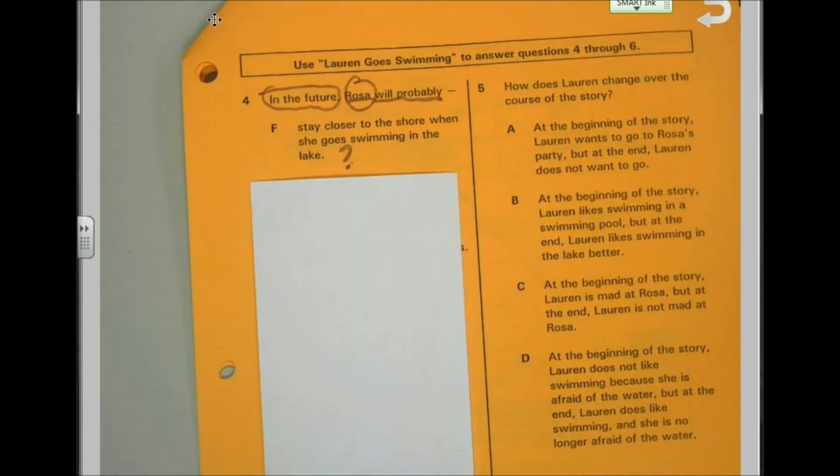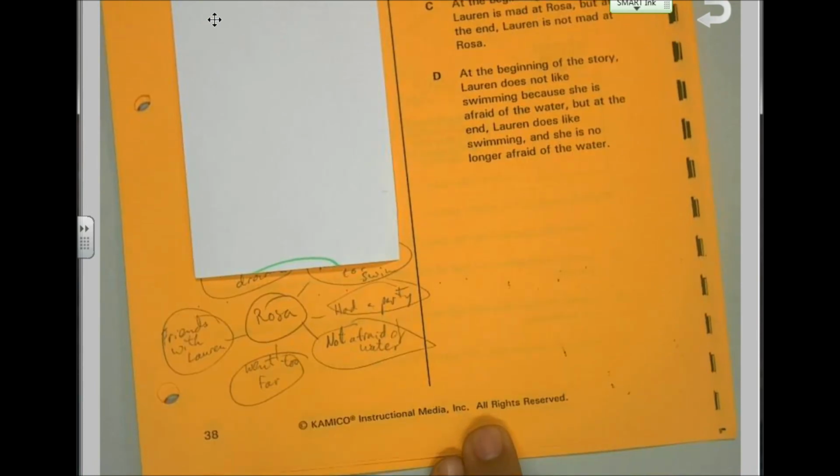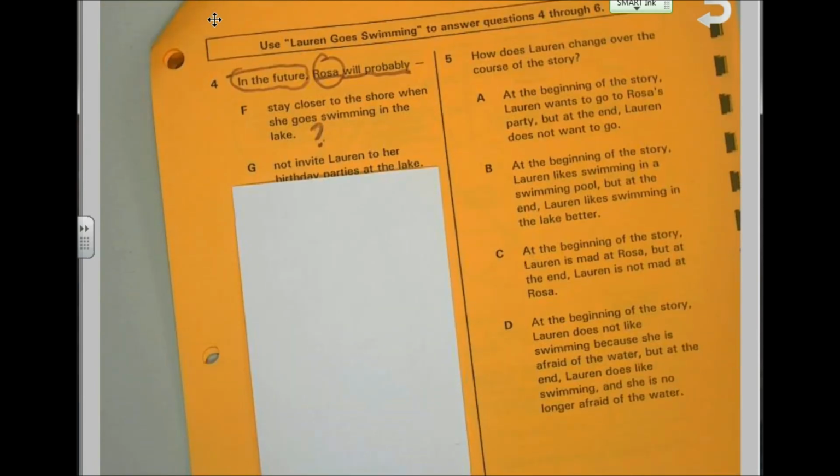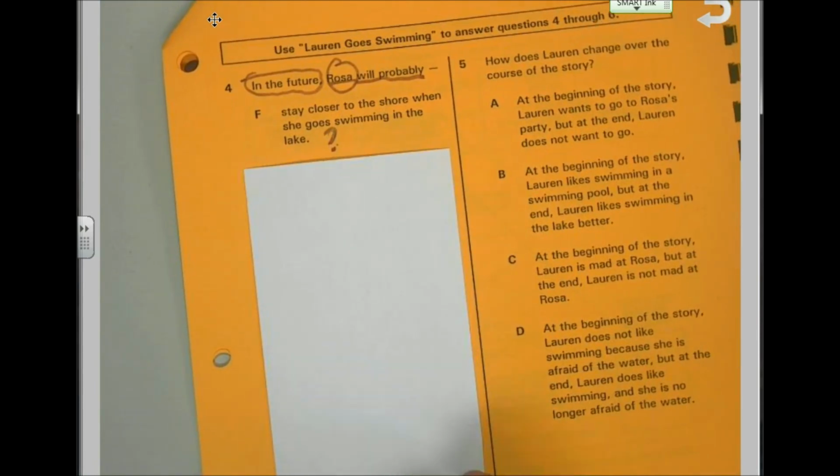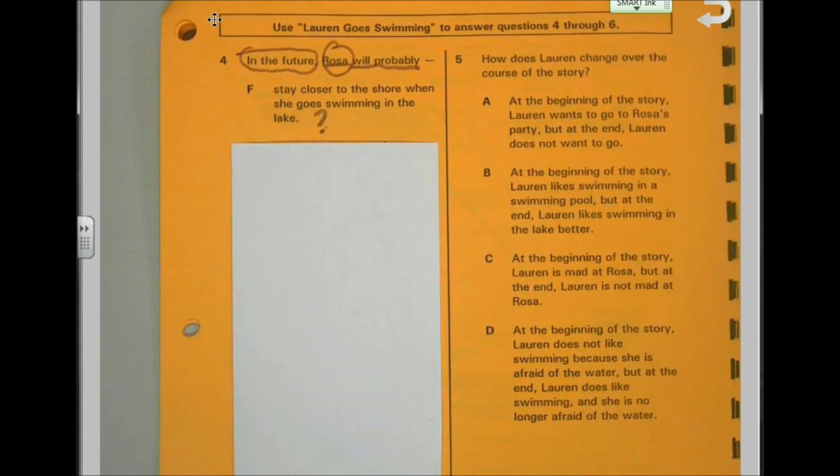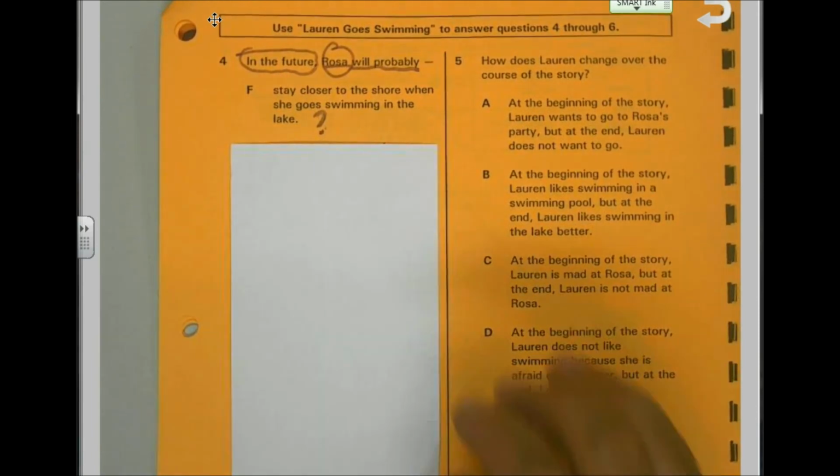And remember, this is based on what Rosa would do, not what you would do. Okay? So that's why we wrote down all these things about Rosa. Because it's about her, not you. You are not in the story. But since Rosa almost drowned because she went too far, it's a good chance to say that she will probably stay closer. But maybe there's something better.